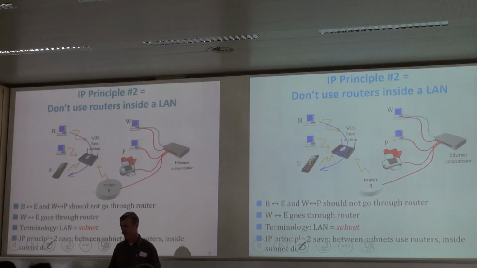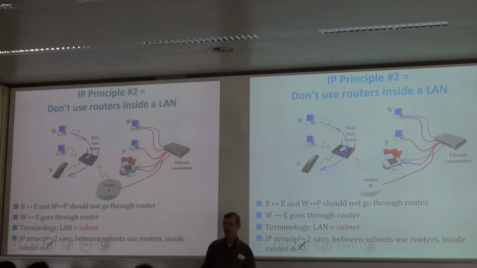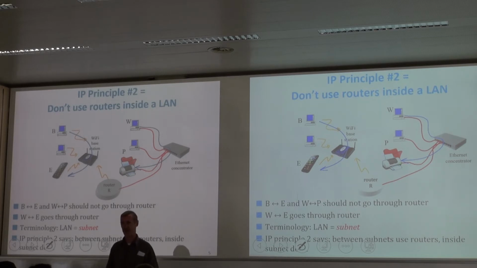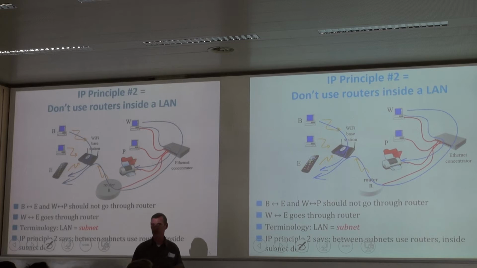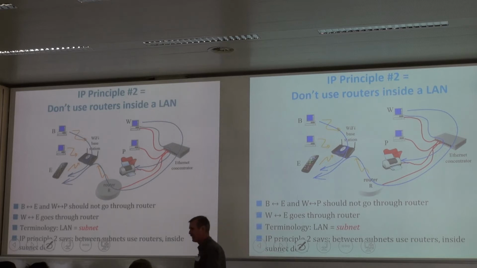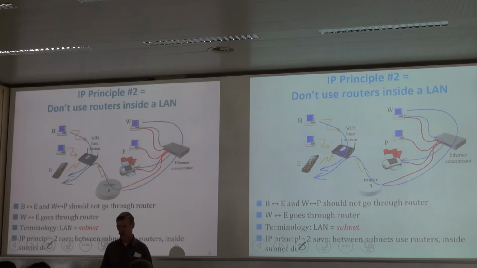And similarly, if W has a packet to send to P, and they're both connected to an Ethernet concentrator, there's no router in this environment. There's one to interconnect the red and the blue LANs, but there is none inside each of the LANs. Then the flow from W to P should not go through the router. But of course, if W has some packet to send to E, W and E are not in the same local area network. We need a router in between. That's IP principle number 2. Between local area networks, between subnets, use routers, and inside a subnet, don't use a router.